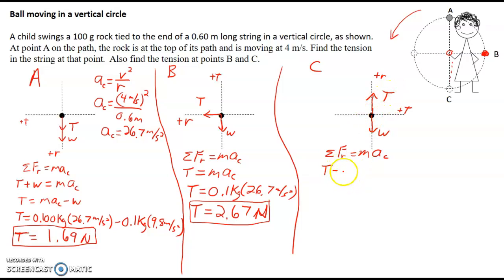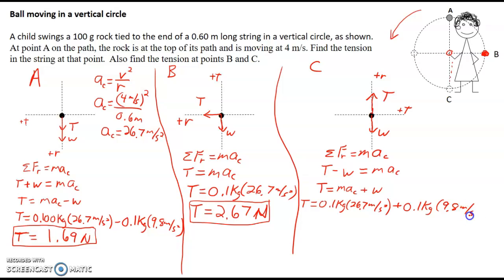So the tension is in the positive R direction. Weight is in the negative R direction. Contrast that with earlier at point A. And then that's equal to m a sub C. So tension equals m a_C plus W. So tension equals 0.1 kilograms times 26.7 meters per second squared plus 0.1 kilograms times 9.8 meters per second squared.